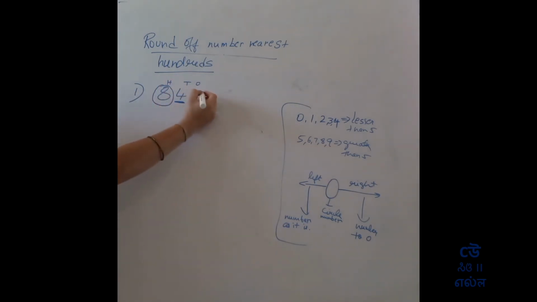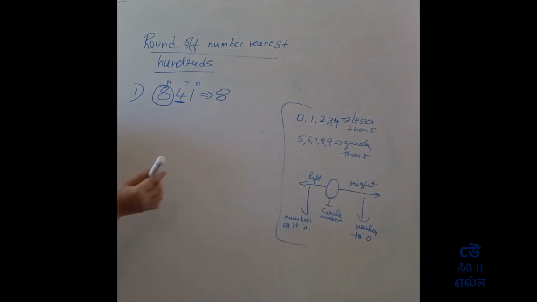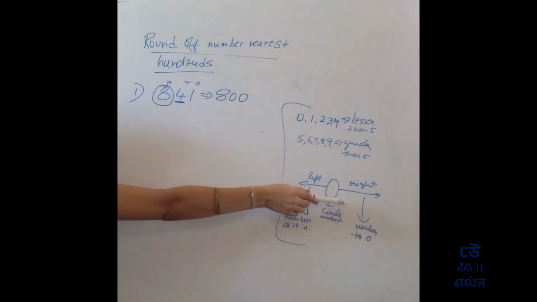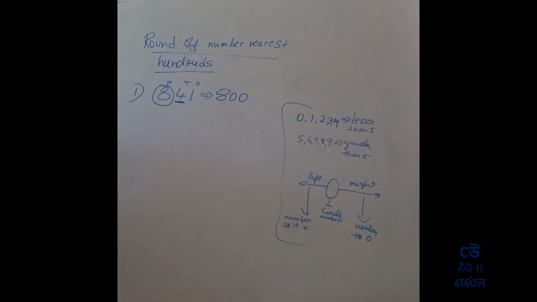So, we have to write the hundreds place value, that is the circled number, as it is. We should not change anything. Next, right side to the circled number, what should we do? We have to consider those numbers as 0. Okay, right side of the circled number we have two numbers, 4 and 1, so we have to consider those numbers as 0. Understood, children?